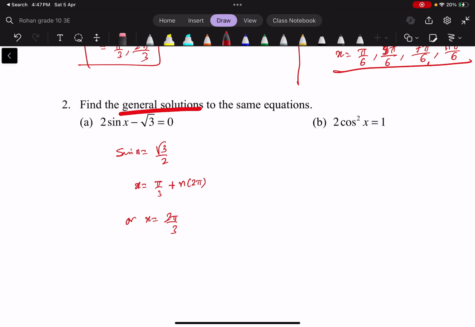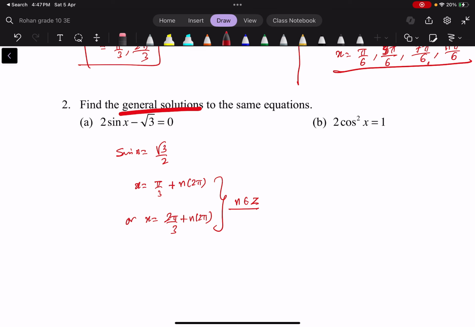You add n times the period, so n times 2 pi. Where n belongs to the integers; n can take any integer value, which means you can get multiples. So you can take n as 0, and then these are the solutions.